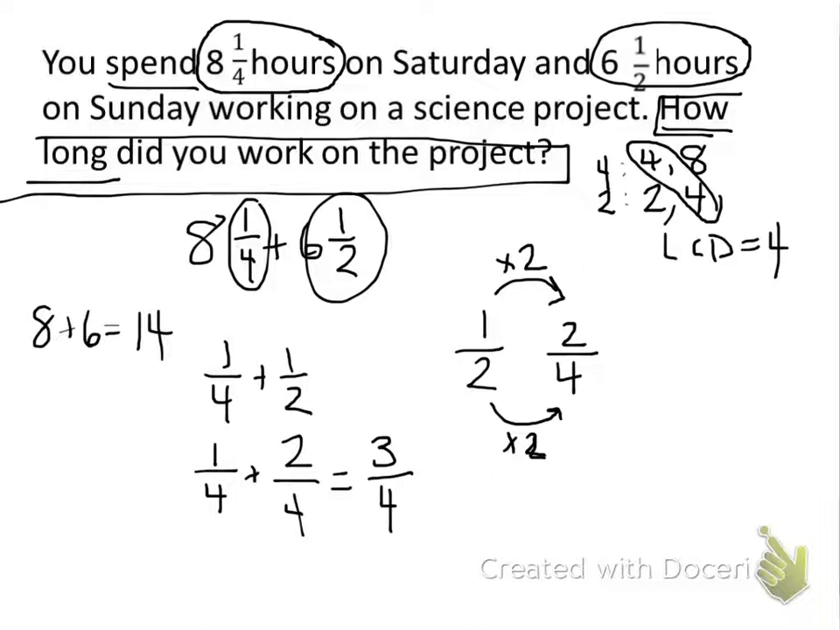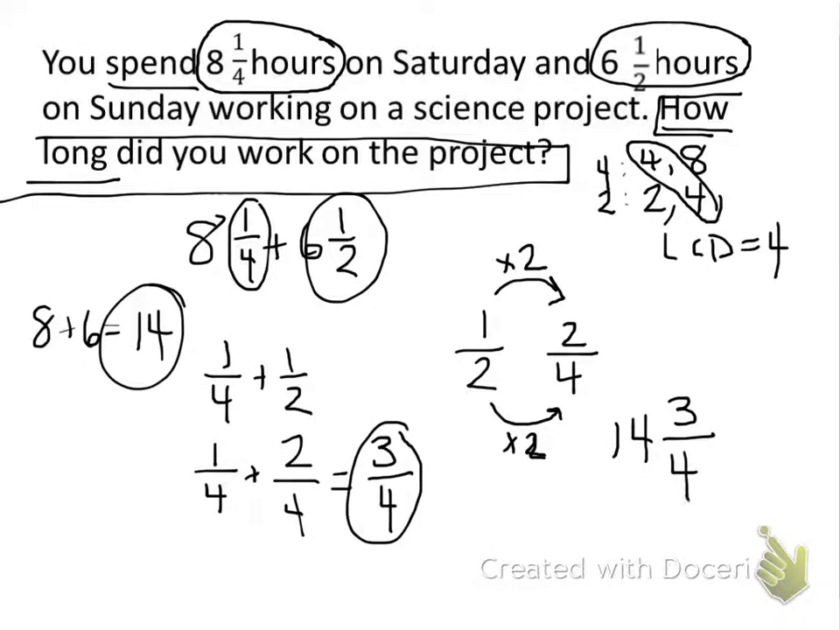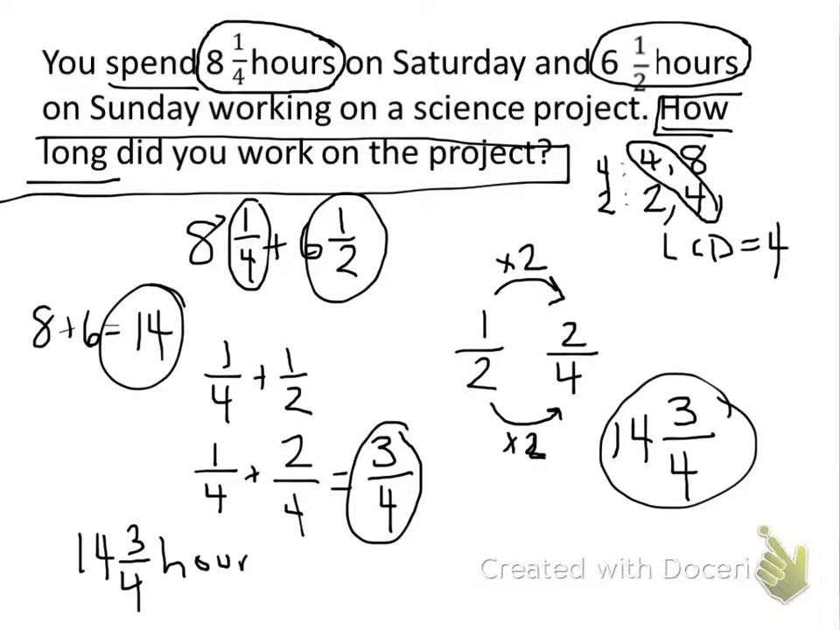Step number 5 is to write it as a mixed number. So we take our whole number, which we found before, which was 14, and we take our sum of a fraction and write them together. So our answer is 14 3/4. But because it's a word problem, you need a word answer. So how long did you work on the project for? I worked on the project for 14 3/4 hours.